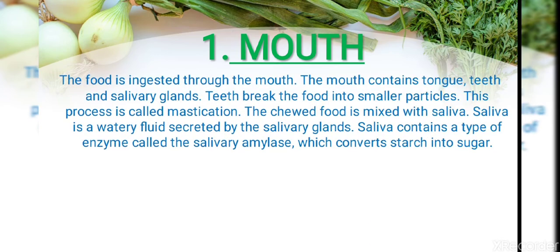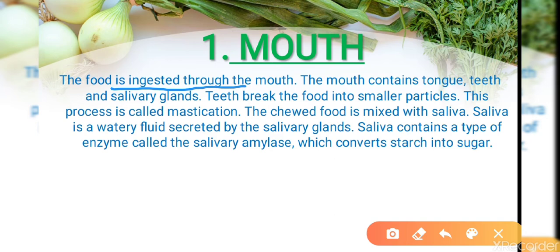Mouth is the organ where we take in the food. It contains tongue, teeth and salivary glands. Teeth break the food into smaller particles. And this breaking down of food into smaller particles is known as mastication.